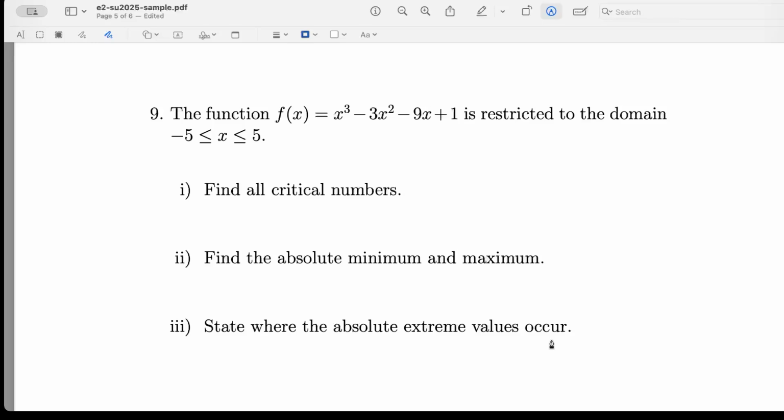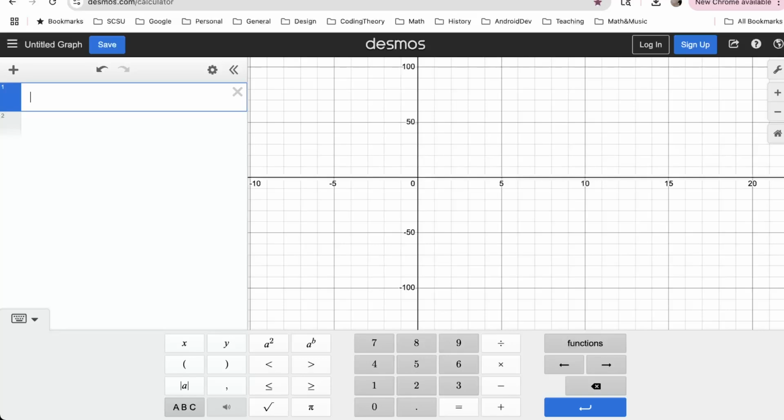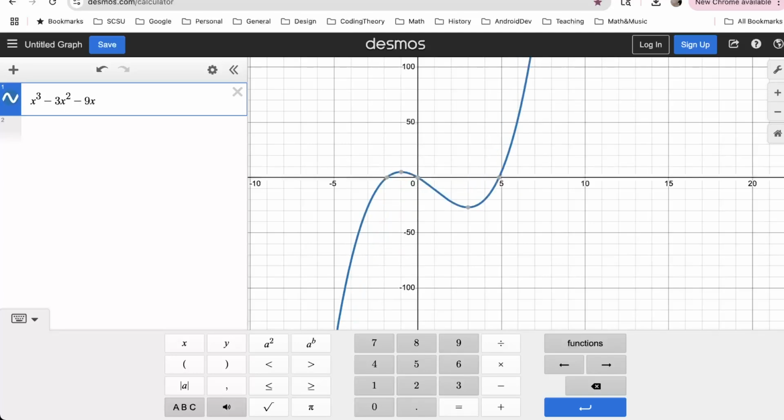I think on this guy, we want to switch over to Desmos. All right, so the function x to the third minus 3x to the second minus 9x plus 1. In both Desmos and GeoGebra, there's a way to do this. In GeoGebra, it's slightly different. In Desmos, it's curly braces. This is what lets you draw just a limited portion of the graph. So we want the part between minus 5 and 5. So you just write in that inequality.